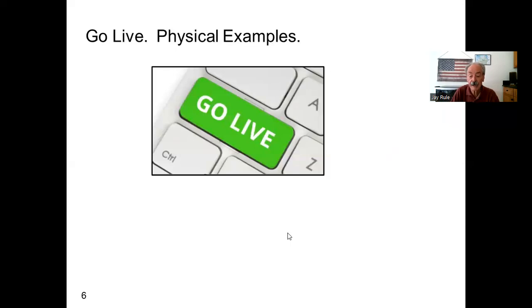Time to go live to show you some physical examples. All right, here's a great example of a nozzle. This is a plain old garden hose nozzle, right? Well, let's look at the inlet diameter. I think you can see that on your screen, inlet diameter, probably about 3/8 of an inch. Exit diameter.